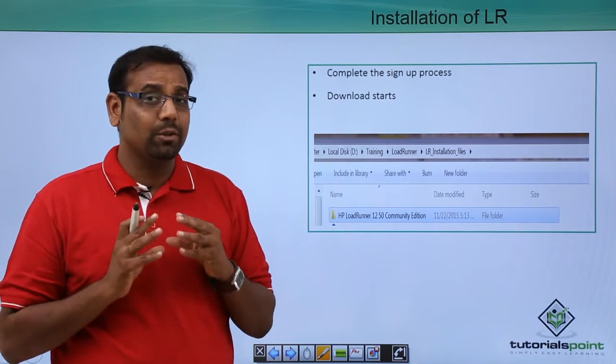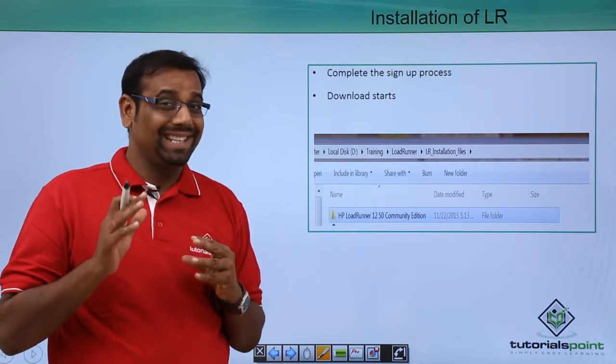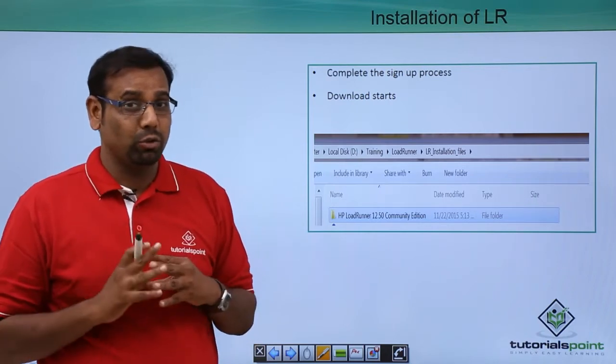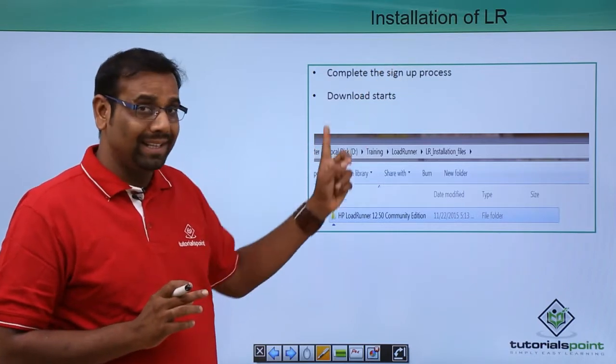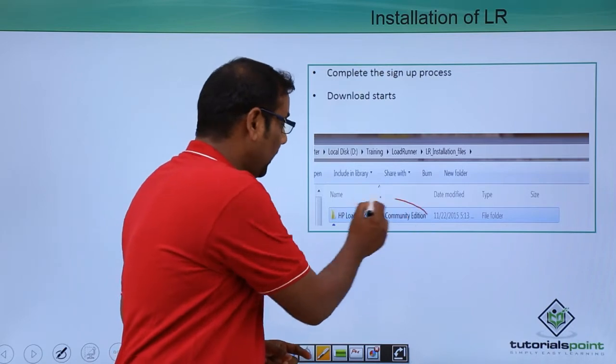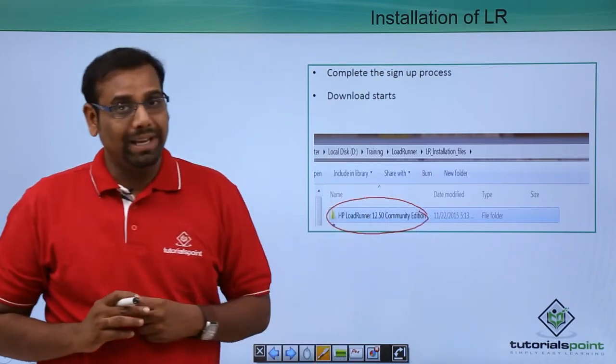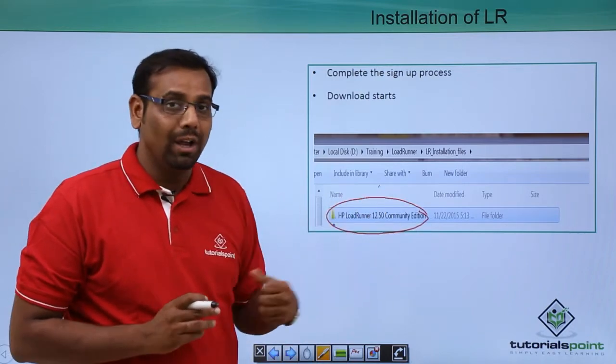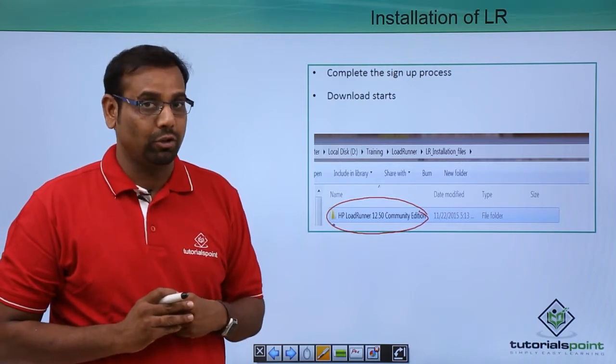It's a big file, close to 2 GB, so it will take some time to download, 1 hour or 2 hours. Once you have downloaded, it's a zipped version. Once you unzip it, this is the folder which will be unzipped, and that's what you will use to install on your desktop or a laptop.